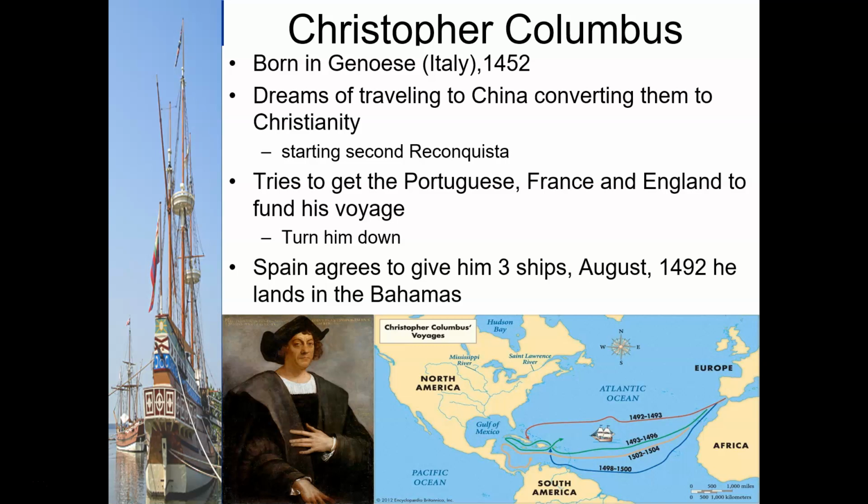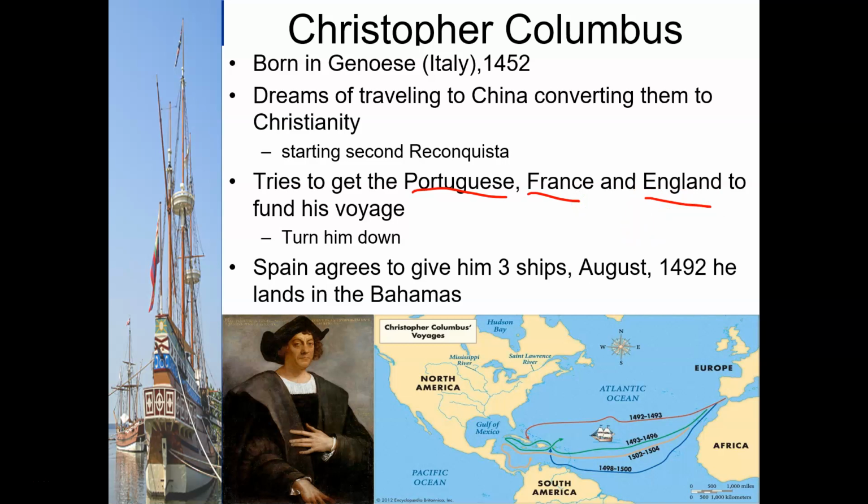So Christopher Columbus was born in Italy generally around 1452, and he has this dream, this idea that he's going to go to China, he's going to convert the Chinese to Christianity, and he's going to start a second Reconquista, right? Now, he tries to get money for his voyages, right? He goes to Portugal, nah. He goes to France, not having it. And he goes to England and they say, no thanks, I'm good here. They all turn him down.